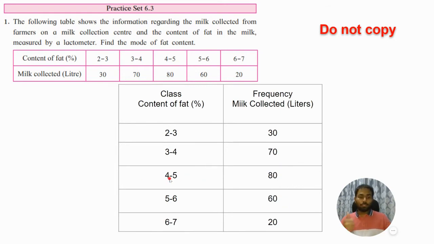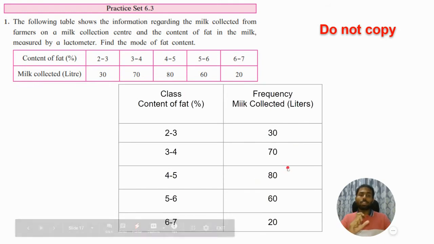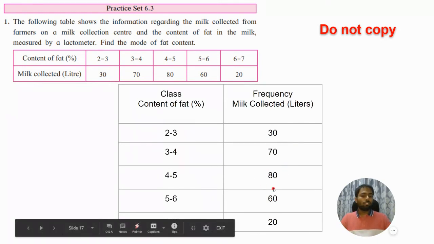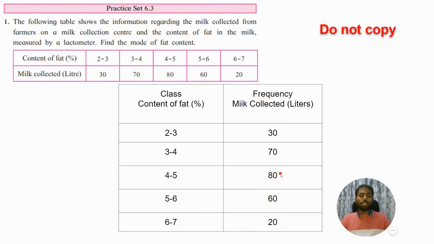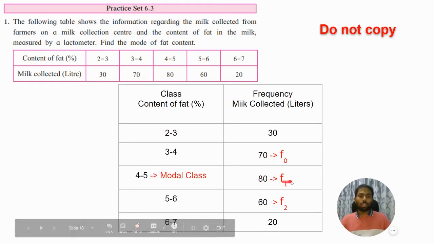So to mark F1, F2 and F0 and modal class, you will see the frequency column. फ्रीक्वेंसी कॉलम में जो सबसे बड़ा नंबर है, the biggest number and the highest frequency you will find first. Okay, so इन सब में सबसे हाईएस्ट नंबर कौन सा है? 80. So 80 is your highest frequency. So 80 will become your F1.